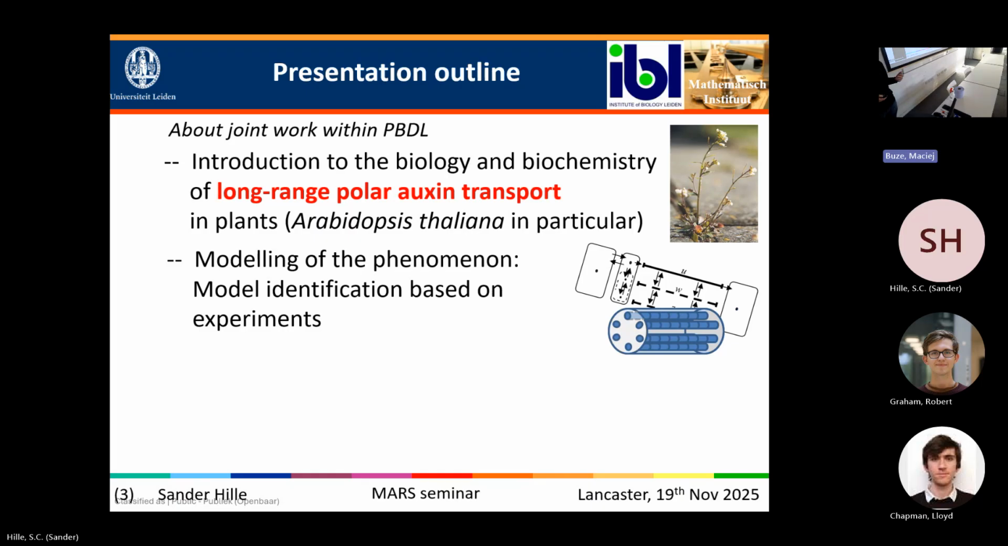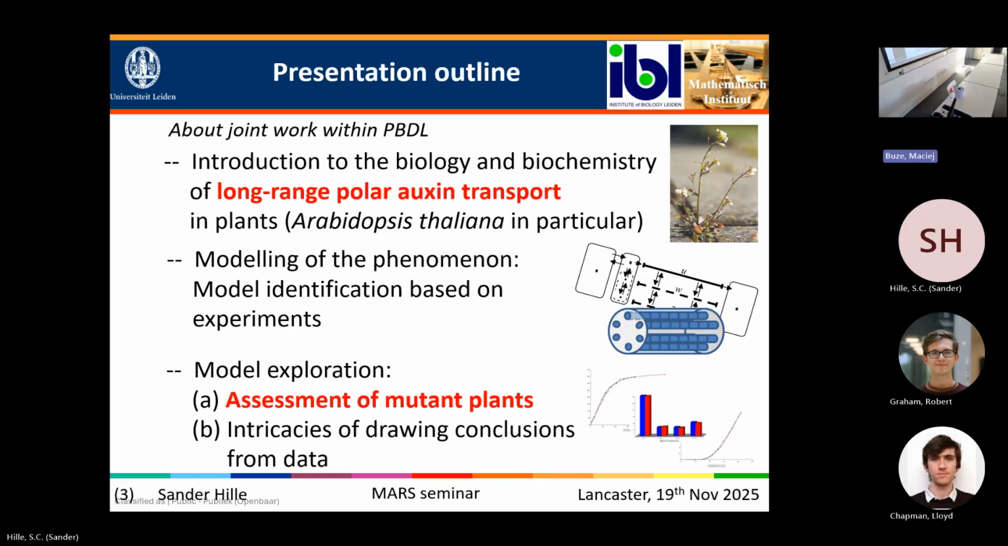But the main part, in the end, I want to focus on how we use the ultimate model that we developed to explore and understand what actually happens in this polar auxin transport in the living plant, and various issues that we had to overcome to be able to draw conclusions.